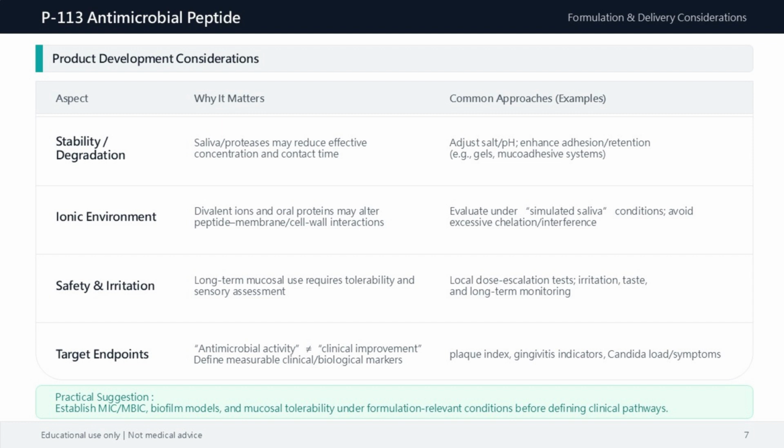It is vital to test these formulations under simulated saliva conditions to ensure that the antimicrobial activity we see in the lab translates into measurable clinical benefits, like a lower plaque index or reduced inflammation.